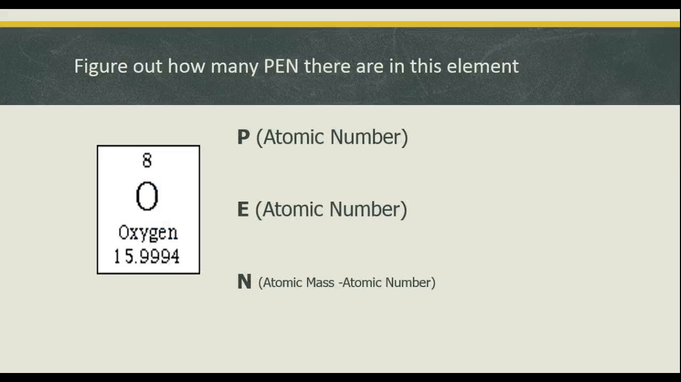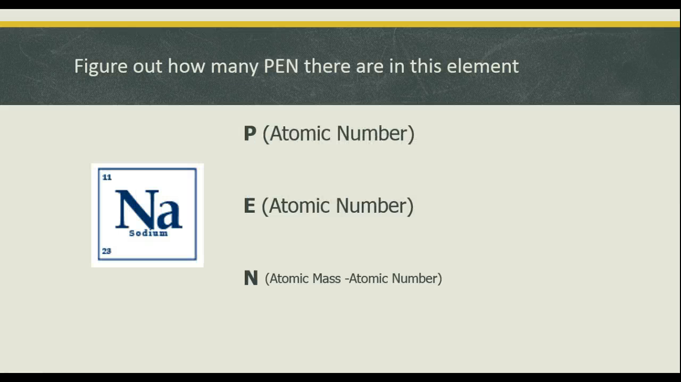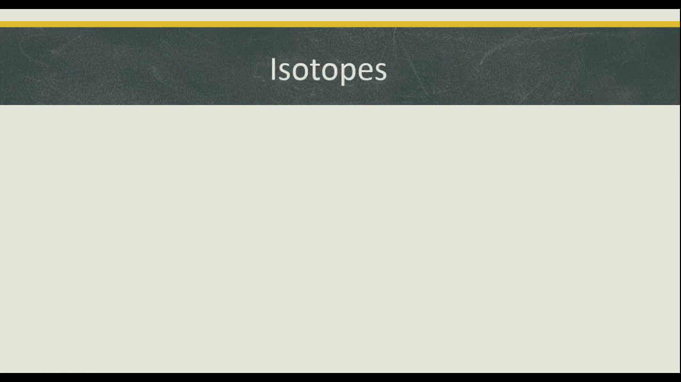Let's take a look at oxygen now. Remember that the protons and the electrons both equal the atomic number, which is 8. And the neutrons equals the atomic mass, which will be rounded up to 16, and subtracted by the atomic number, which is 8. So 16 minus 8 equals 8. Last one here, sodium. Protons, electrons both equal 11, and the number of neutrons equals 23 minus 11, which equals 12.